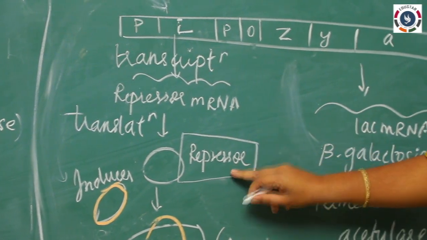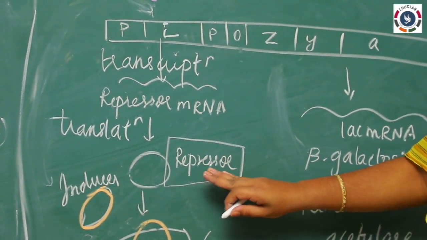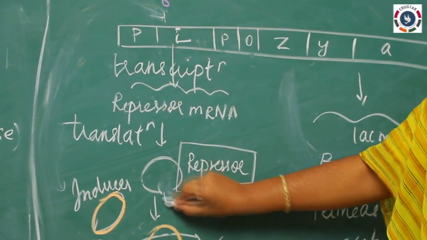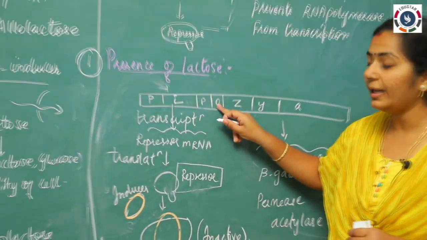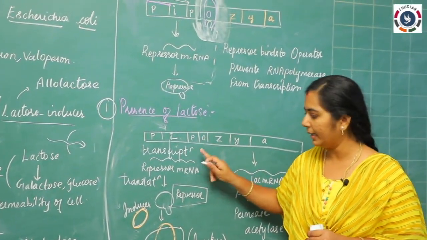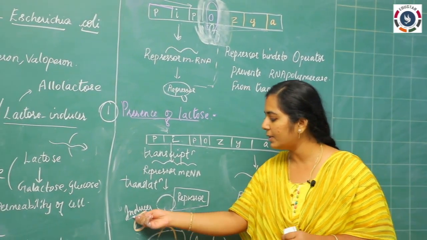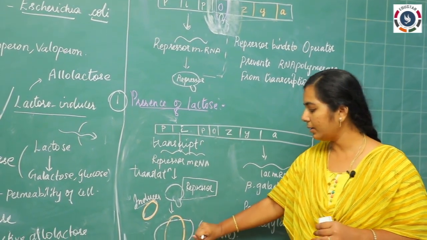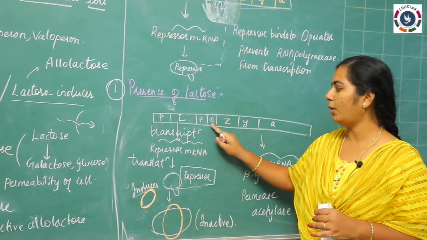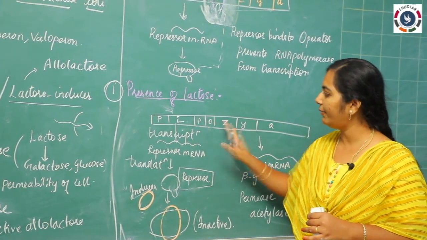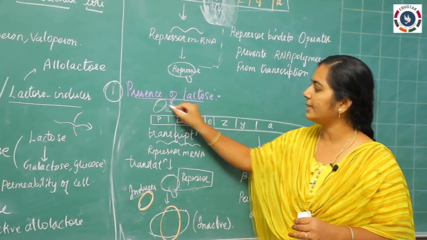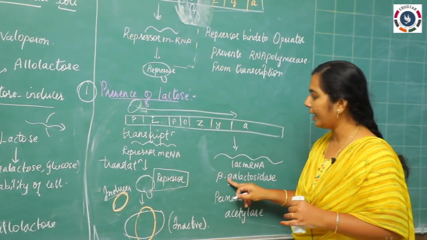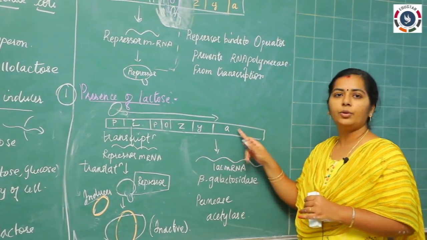Note this, this is the main important thing. In this repressor we have a particular region, which will bind to the operator if there is an absence of lactose. But here our inducer will go and bind with the repressor molecule and block the repressor from binding to the operator. Now our operator is very free. So if our RNA polymerase is entering, it will move freely, and it will convert Z to beta galactosidase, Y to permease, A to acetylase.